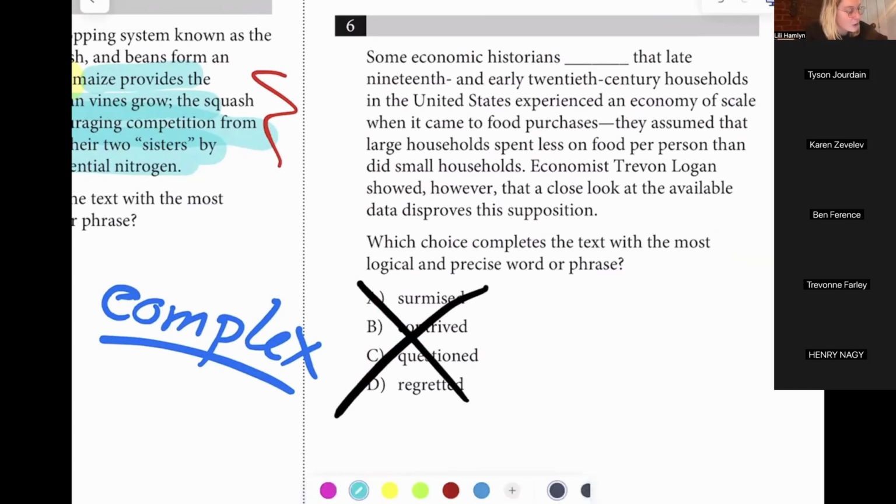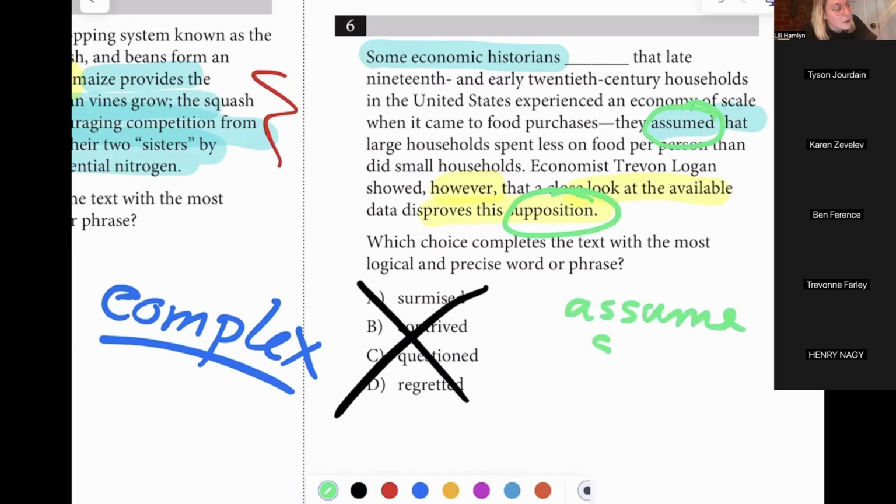So we're saying that some economic historians something that late 19th and early 20th century households experienced an economy of scale. They assumed that large households spent less on food per person than small ones. And then we have this economist, however, looking at the data disproves this supposition. So I think the key clues here are the words assumed and supposition, which is to suppose something. So I'd say assume could work, or suppose, right?